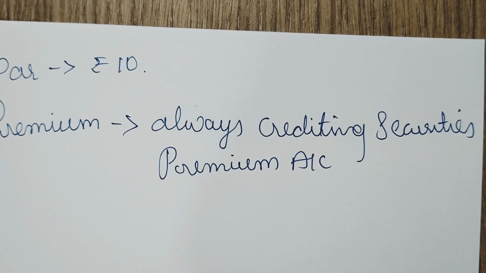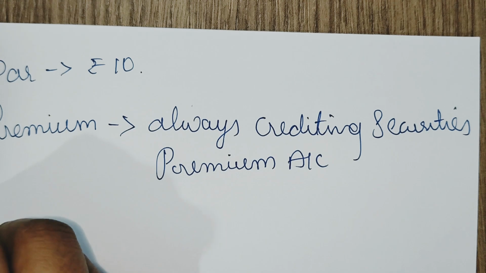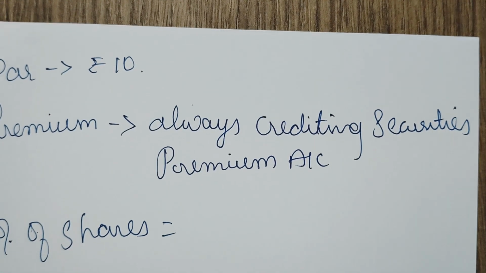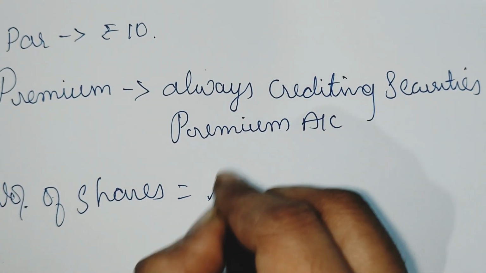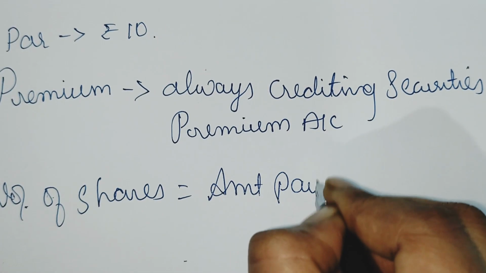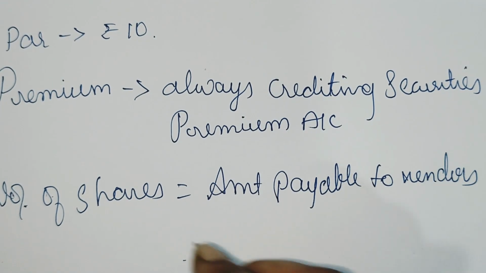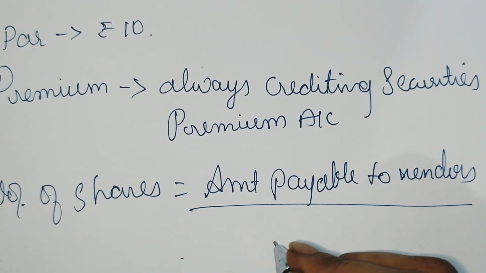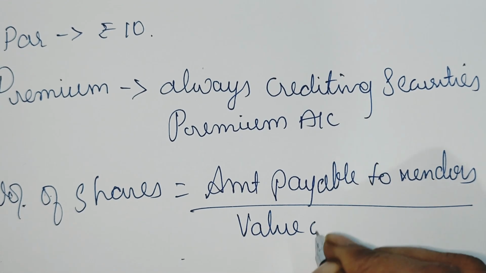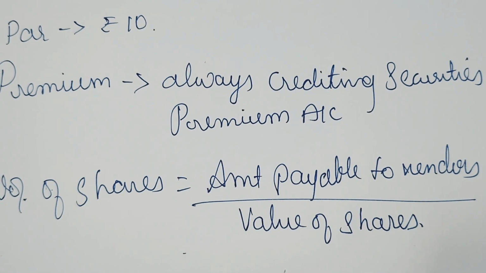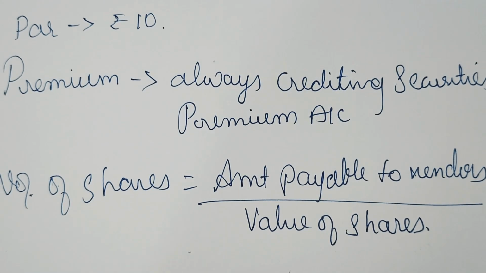How are you finding the number of shares? Number of shares is the amount payable to vendors divided by the value of shares. This is it. Now let us understand the journal entries for shares issued to the public.